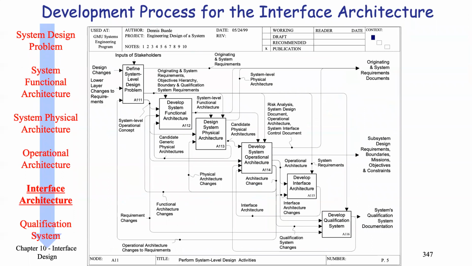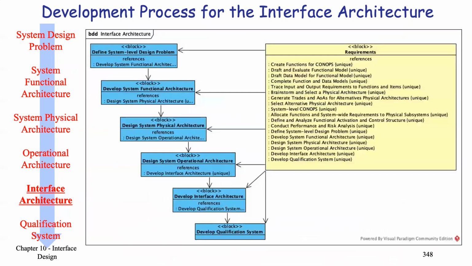From Moody and the textbook, here is that next step in this overall flow. And so we have been gradually going through this development arc, starting with the design problem, the functional, the physical, the operational, and now we're focusing on the interface architecture at this point. And so that's where we're at. And with this IDEF0 diagram, we're trying to capture some of that development.